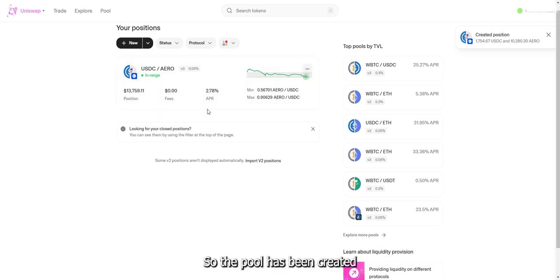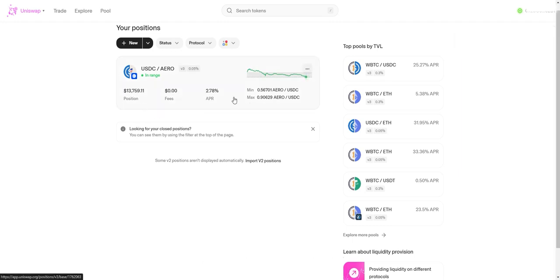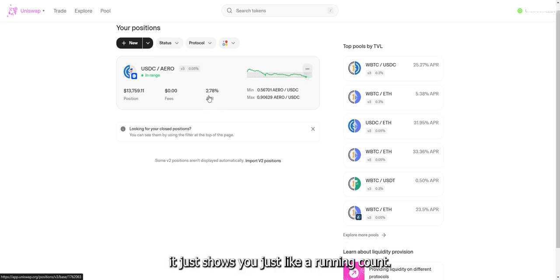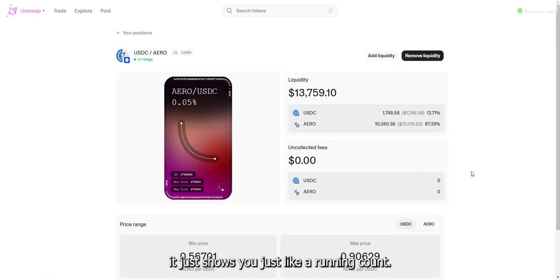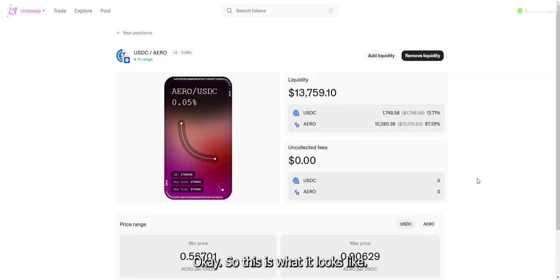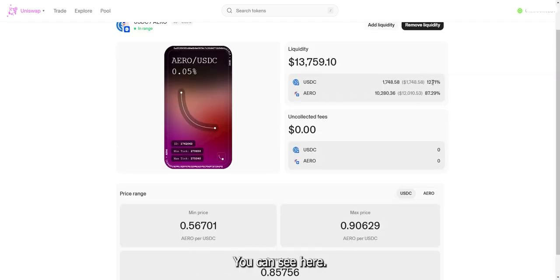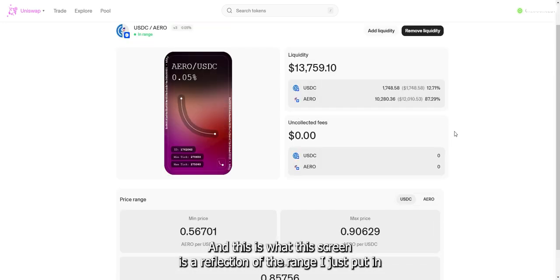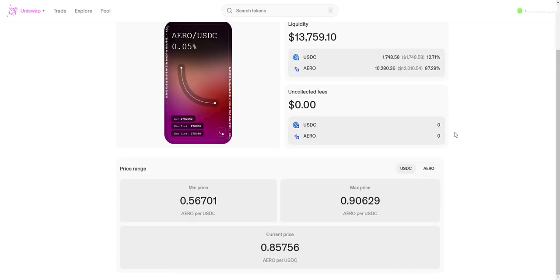All right. Okay, so the pool has been created. This APR is not that accurate because it's just like a running counter. I haven't found it being accurate for myself. Okay, so this is what it looks like. You can see here that 12% of the pool is in US dollars, 87% is in AERO, and this is basically a reflection of the range that I just put in.